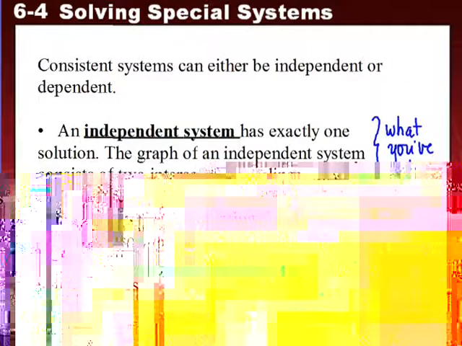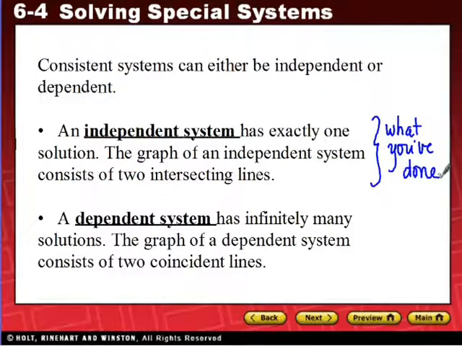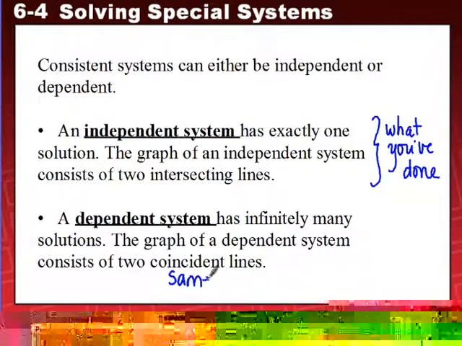A dependent system, it's still consistent, but it's dependent, has infinitely many solutions. The graph of a dependent system is two coincident lines, and really that just means it's the same line graphed on top of each other. Okay, it's kind of like all real numbers. And there's an infinite number of solutions from the same line. That's a dependent system. Think about one line depending on the other.